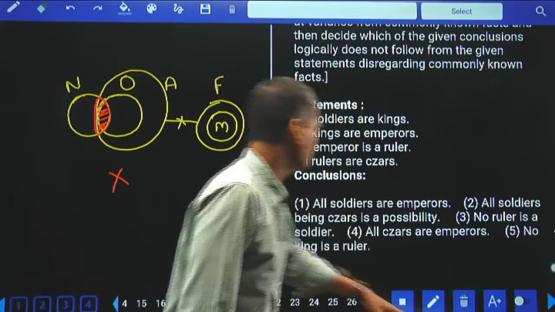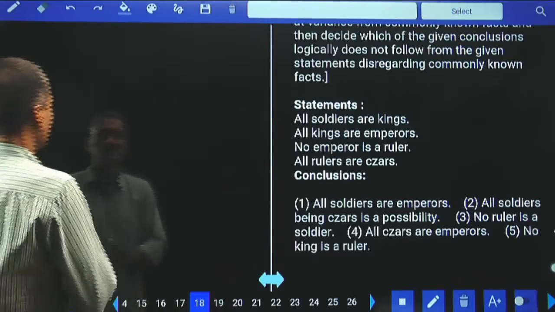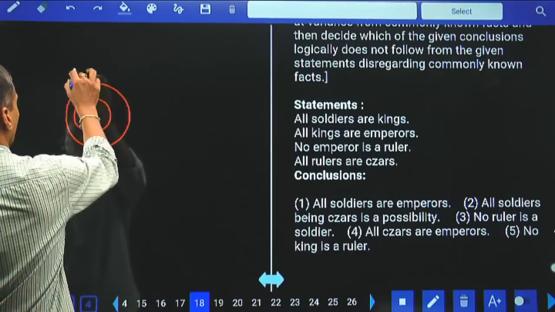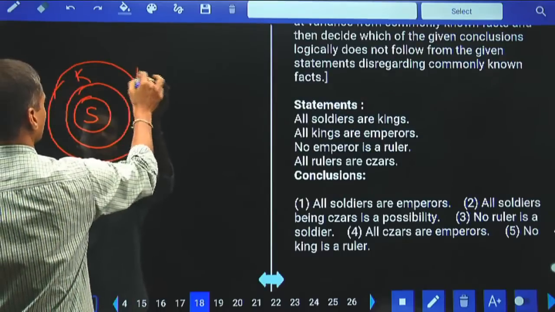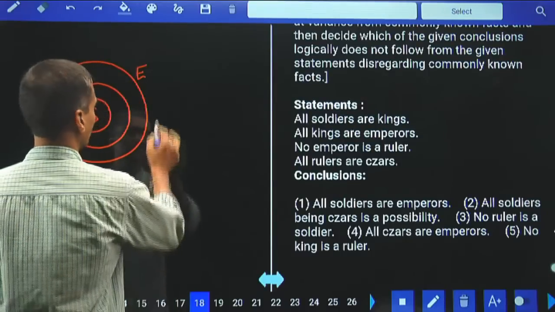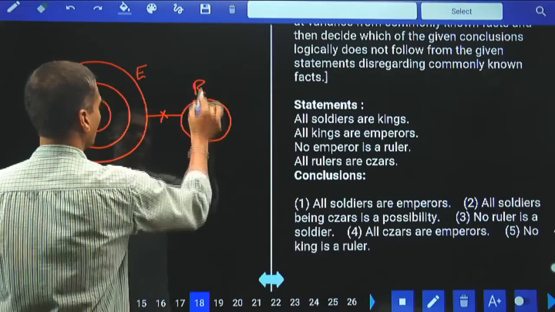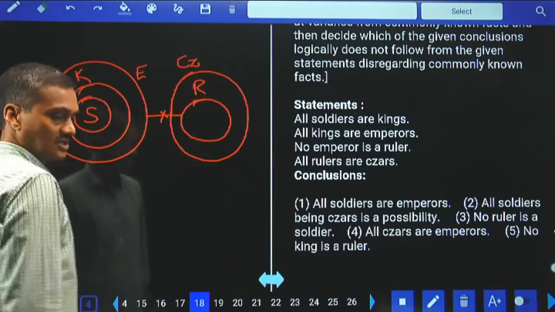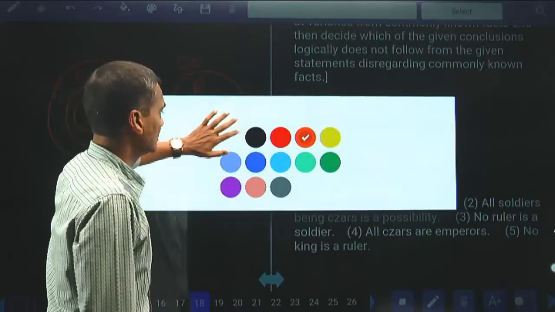Then coming to question number 18. In this question, all soldiers are kings, and all kings are emperors. No emperor is a ruler, meaning no intersection between them. All rulers are czars. Now this is the basic diagram here.